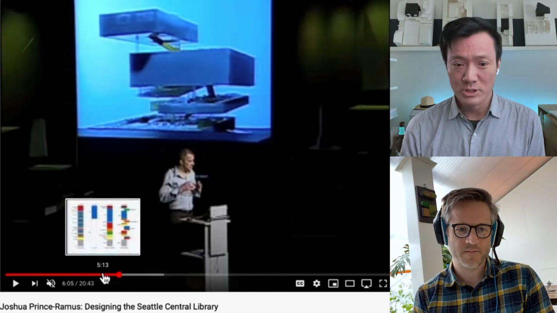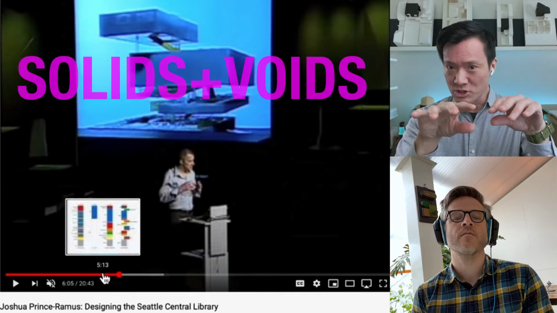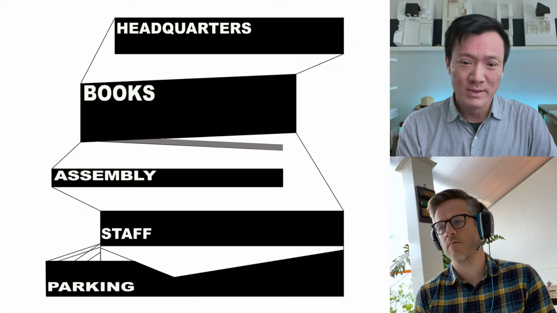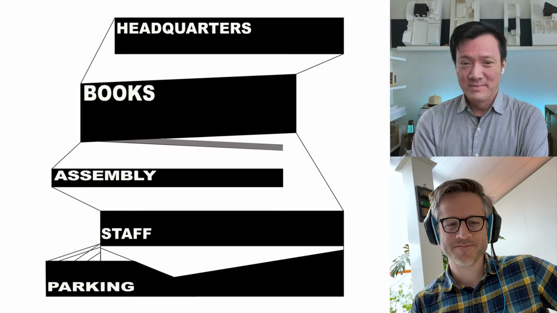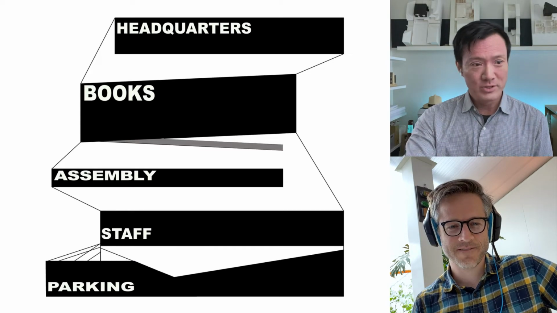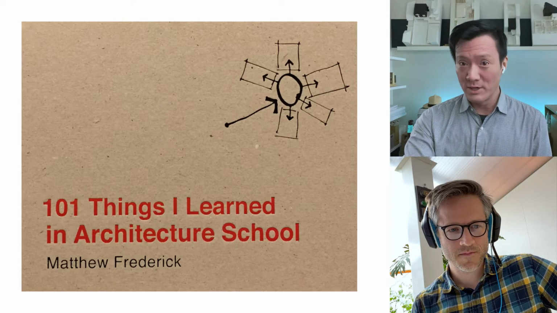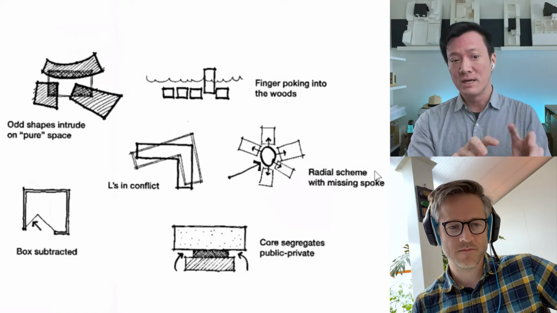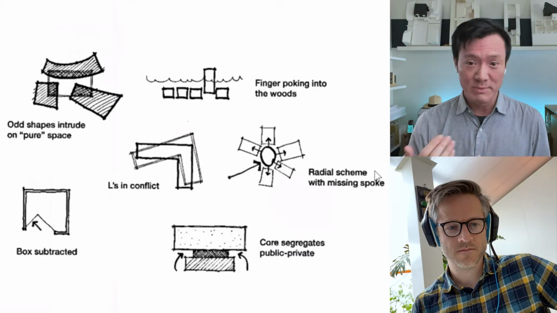That's right. So the solid and the void, you can draw a series of solids and voids, staggered, and then put a skin around it. And this will be a sectional diagram rather than a plan diagram. So the diagrams don't have to be plans. Going back quickly, a reminder from the book 101 Things I Learned in Architecture School, in this case they are thumbnail diagrams that are in plans. But as illustrated before, the diagrams can be sectional.